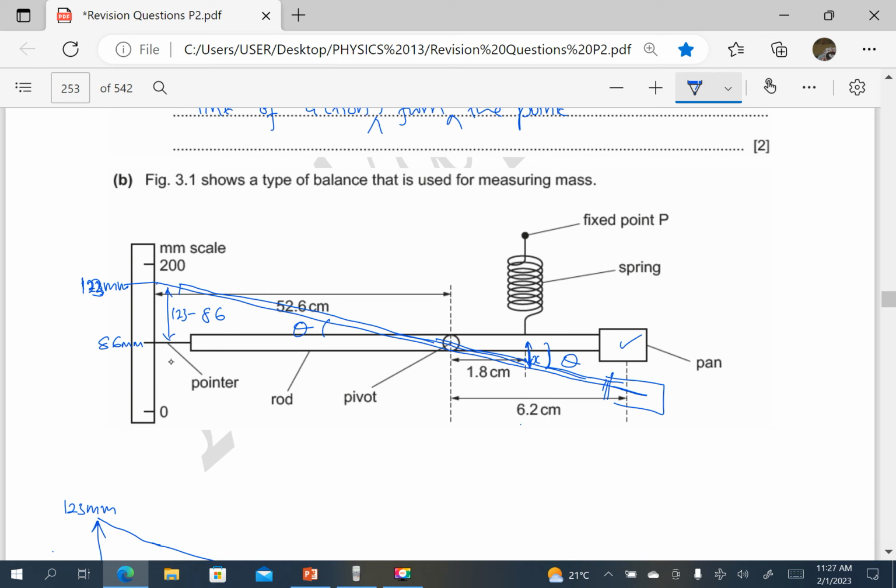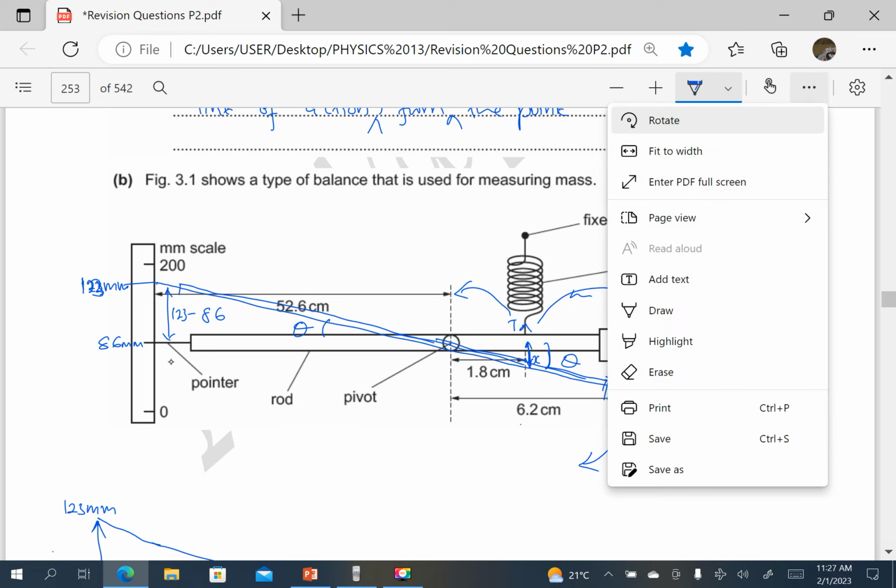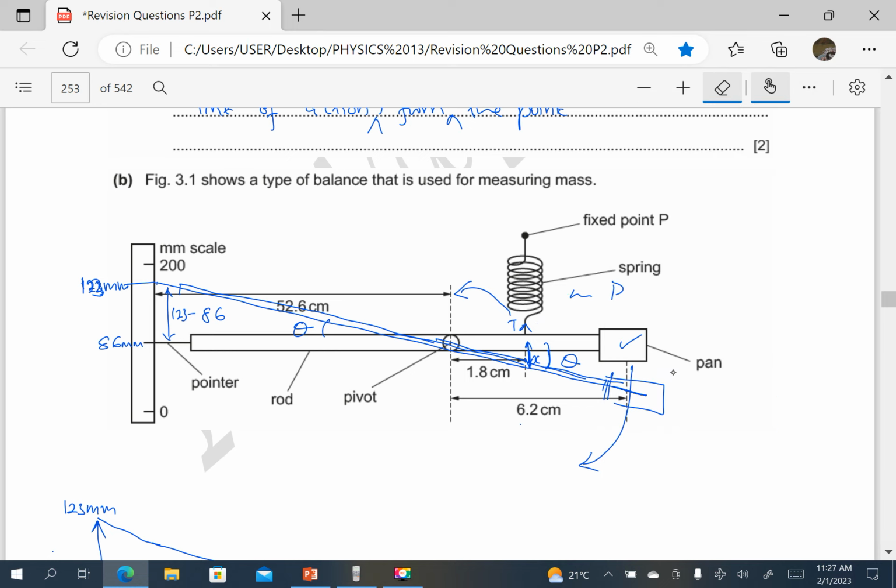Note that the weight is going to cause a clockwise moment, but there's a tension in the spring which is upwards. So the tension is going to cause an anti-clockwise moment about the same pivot. So it means these two must be equal. The moment caused by adding a weight should be equal to the moment which causes an increase in tension in the spring. That's why I'm equating these two.